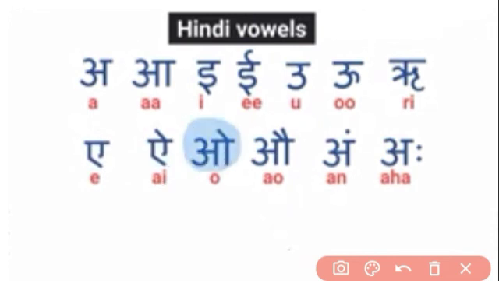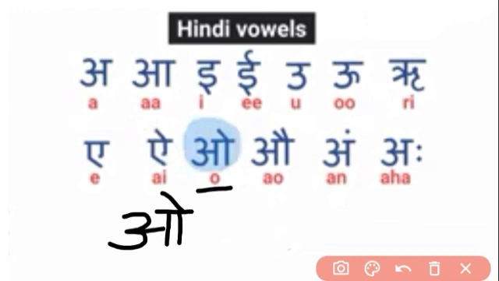Children, next letter O. How to write O? First you draw the second letter A. Finally draw a hook on the second standing line.